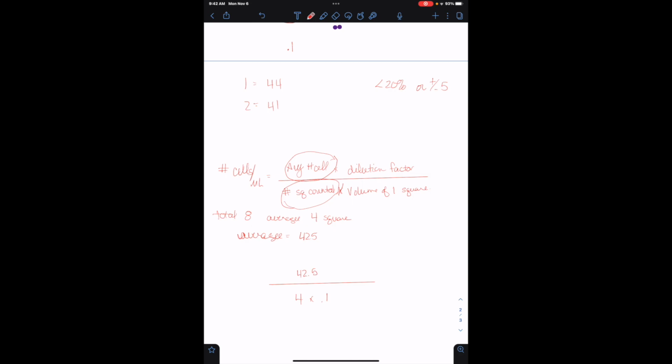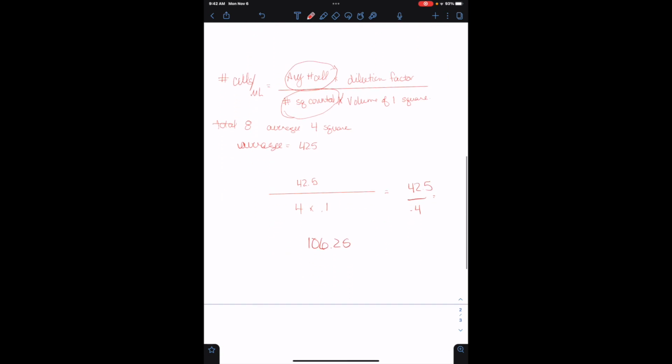Let's make sure we do this right. We have 42.5 divided by 0.4, which equals 106.25, which we will convert to 106, and this is per microliter of sample.